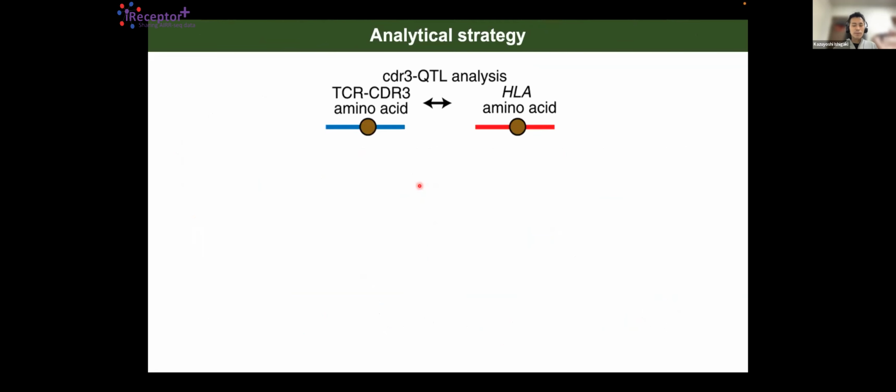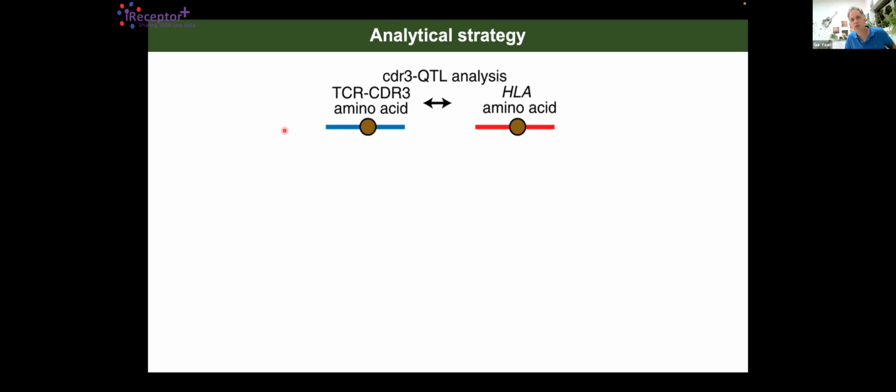Interestingly, for J gene alleles, we didn't observe a strong association at all, for unknown reasons. The fact that we observe a strong association with V gene but not J gene indicates that the V gene association may be mediated by the CDR1 and 2 regions of the V gene. Yeah, that is our hypothesis.